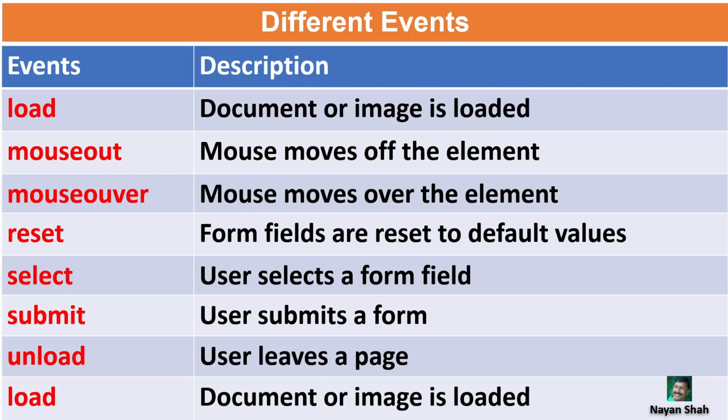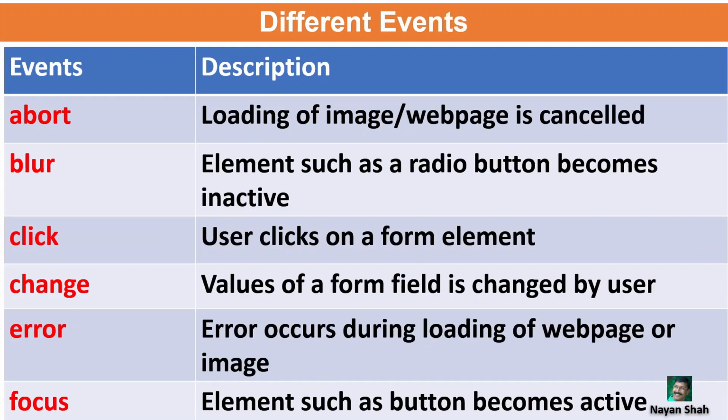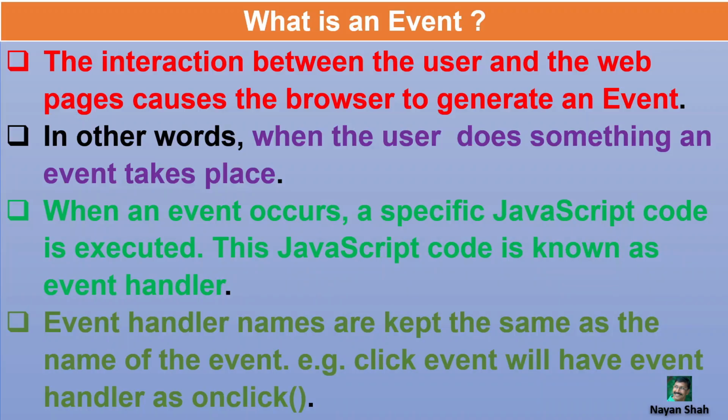And the load event we already saw, when a document or image is loaded. So these are some of the events which are given in the textbook. Remember, for all these, the event handler would be formed by prefixing the word "on" before it. So these are the different events you need to see, and I hope you now know what an event is. An event is an interaction between the user and the web page.